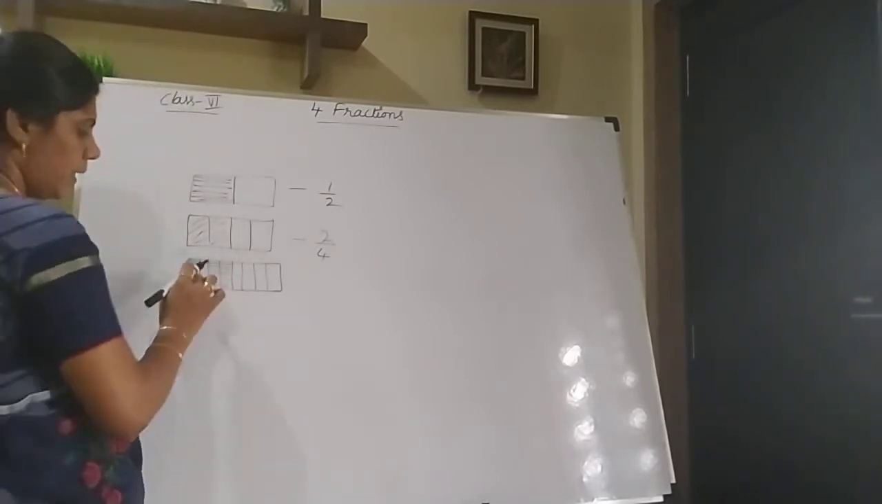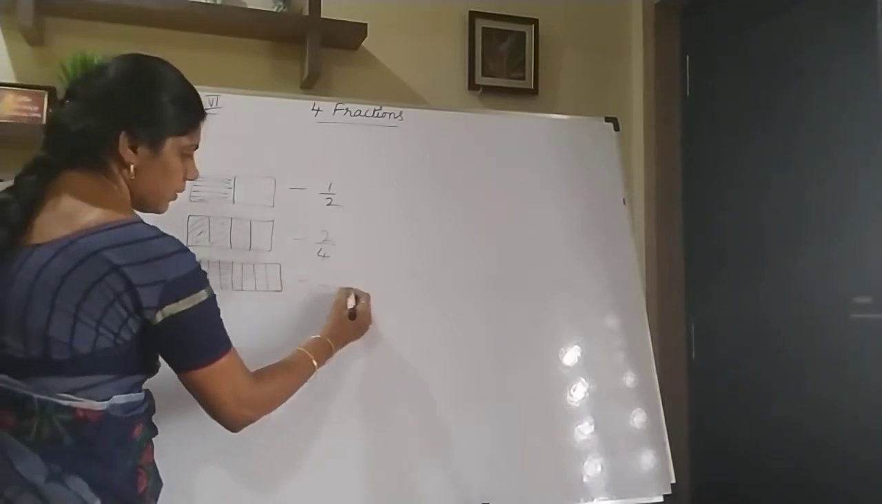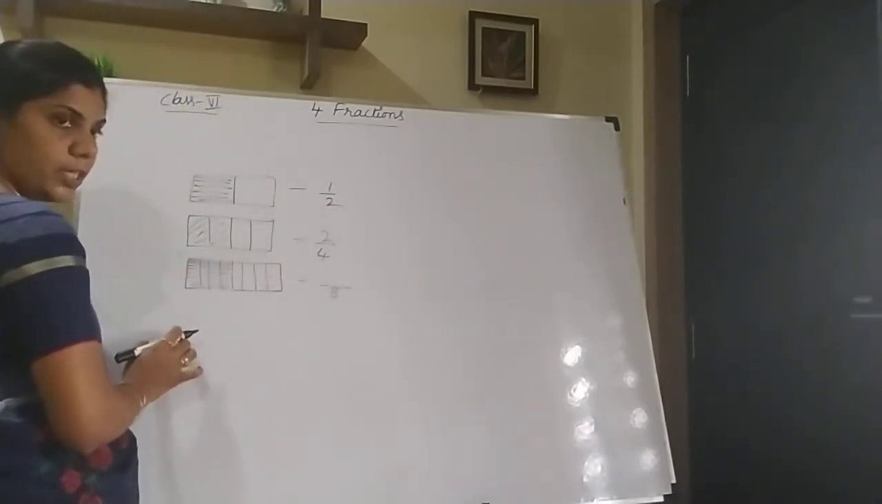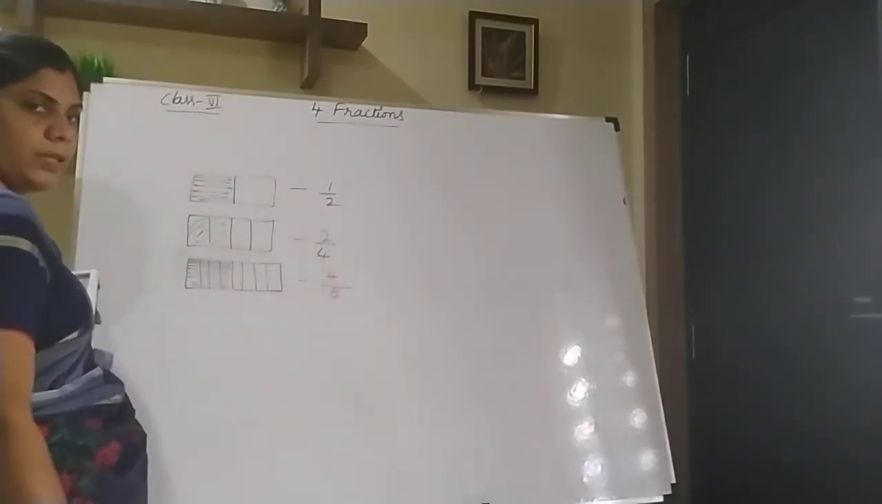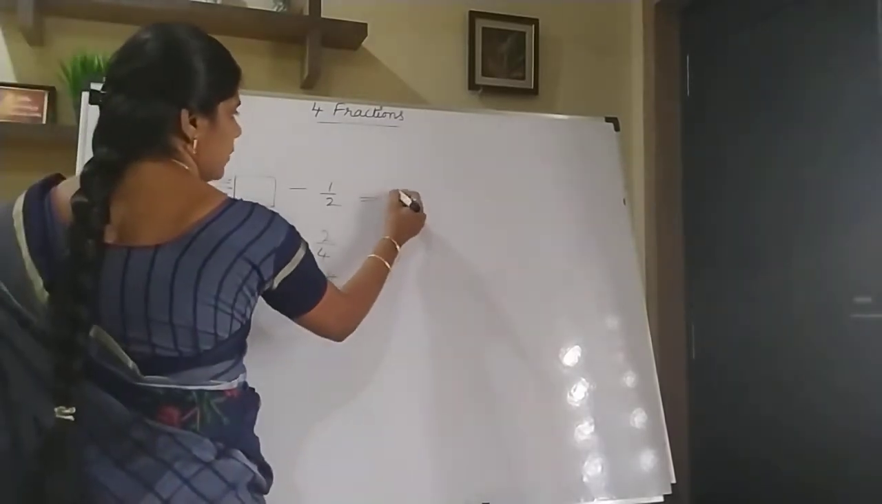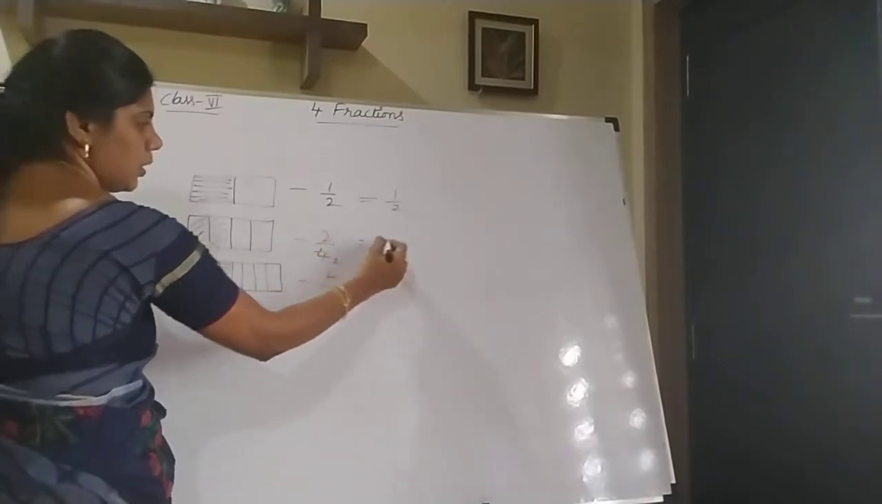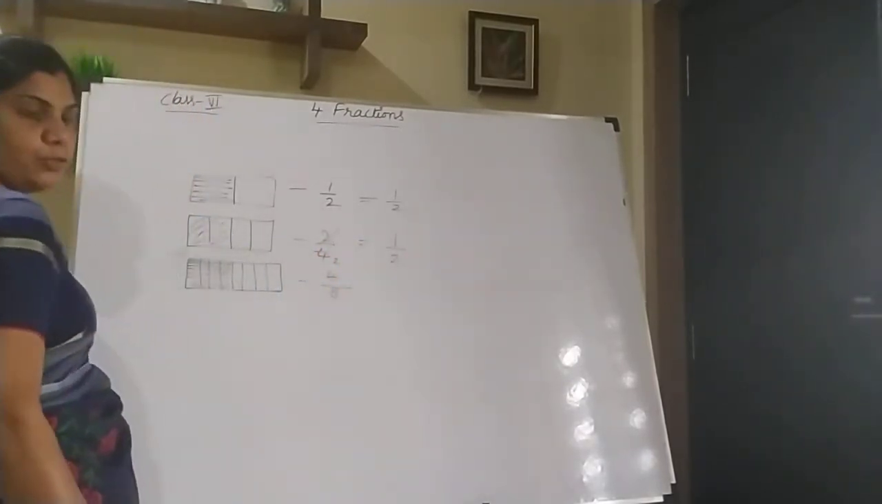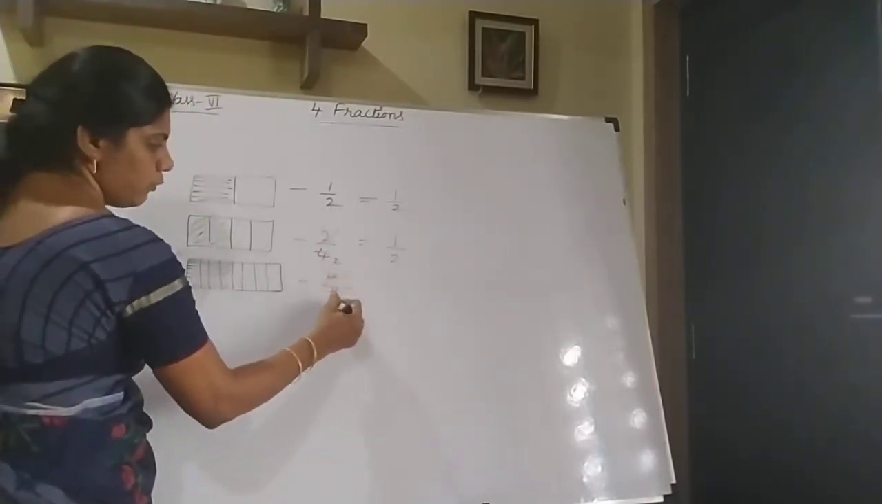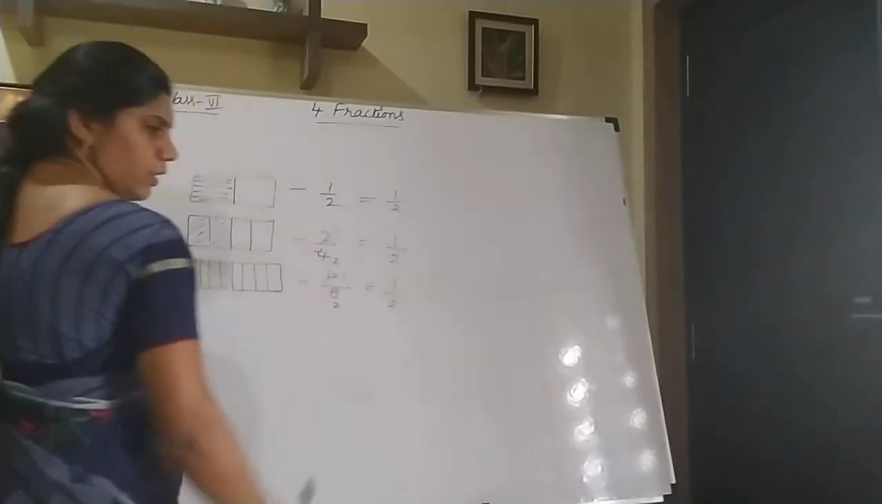Now how to represent? How many parts are there, total parts? 8. How many parts do you want here? 4. Now observe here. So this is 1 by 2, right? If you reduce this one, 2 ones, 2 twos, you get 1 by 2 only. See, 4 ones, 4 twos. Again, you are getting 1 by 2.